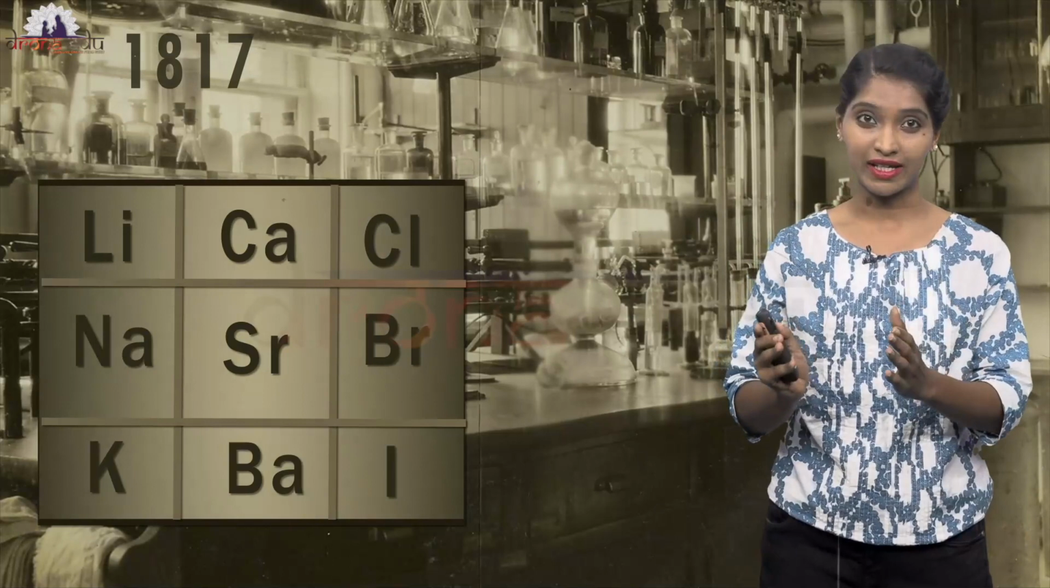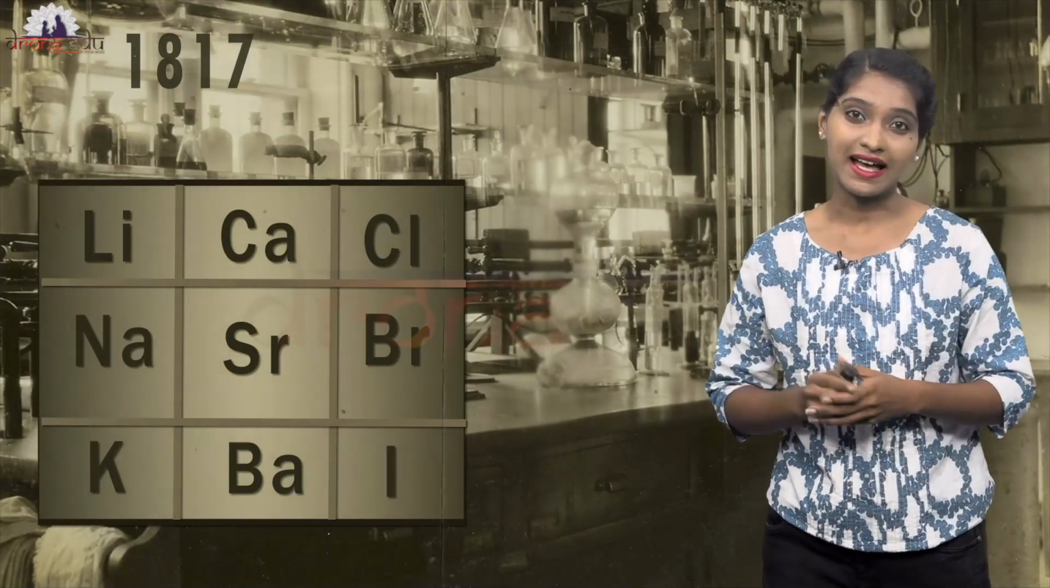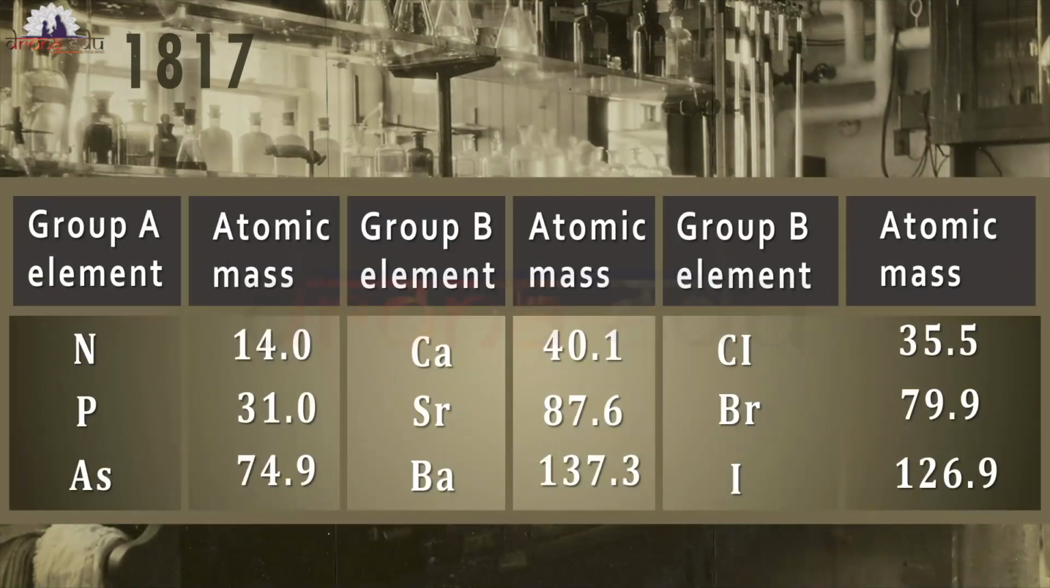Johann Wolfgang Döbereiner attempted to classify elements in 1817. On doing so, he noticed that certain elements showed similar properties and could be placed in groups of 3. Döbereiner named these as triads. He arranged the elements in the increasing order of their atomic mass, where the atomic mass of the middle element was approximately the average of the atomic masses of the extreme elements.